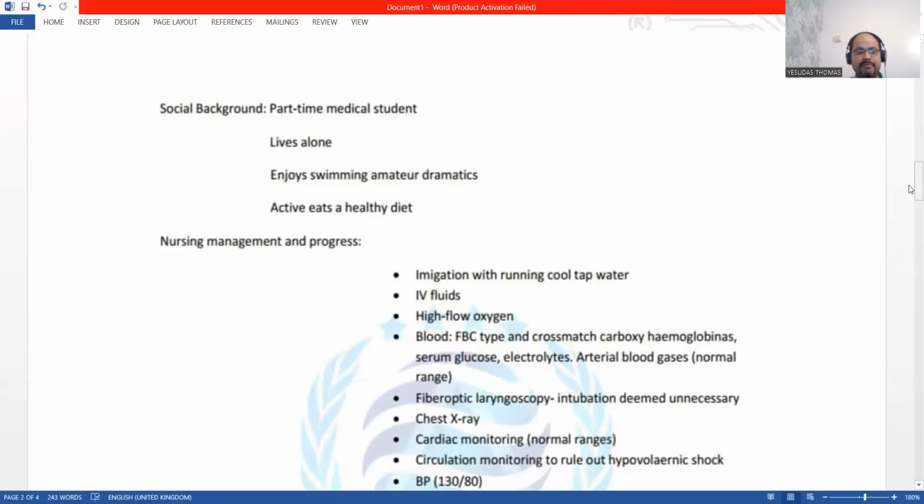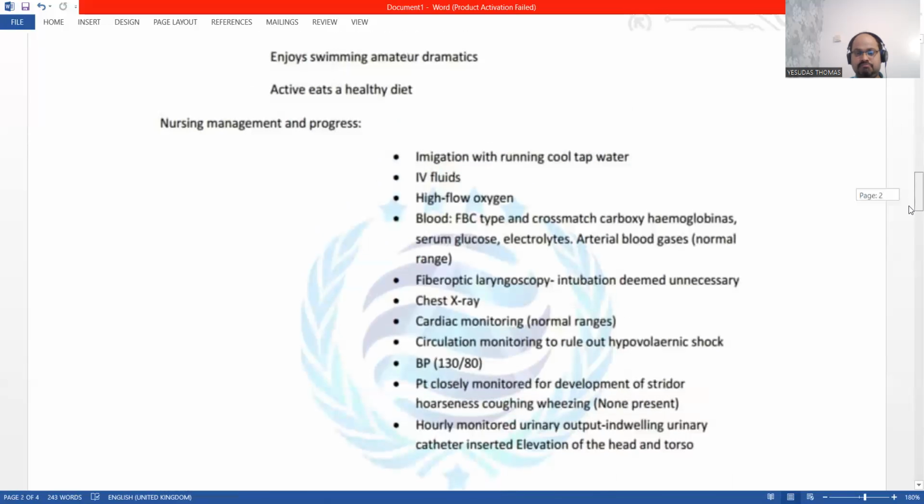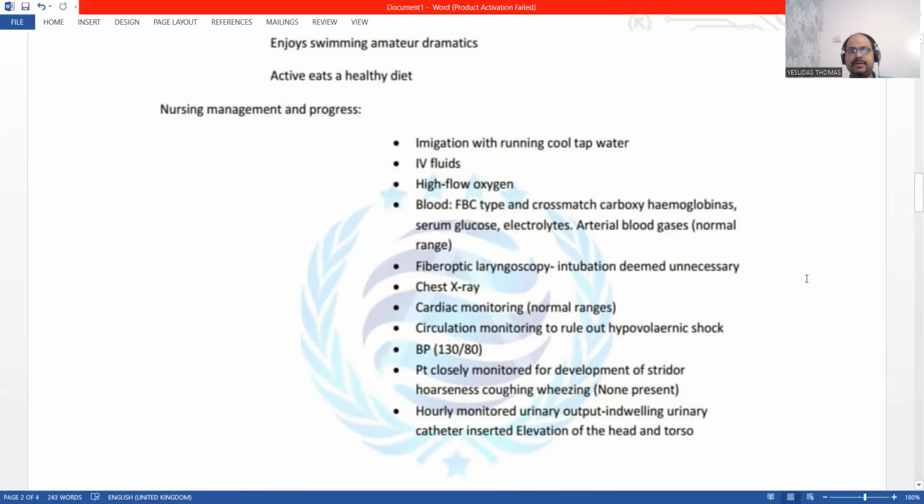And we have no need to write the social background because you're writing to the GP. Now we have to brief the nursing management and progress. What's important is that the patient had respiratory distress, so we have given high flow oxygen, and that should go first. Airway, breathing, and circulation should go in order. So the first intervention is oxygen: you clear the airway and give the oxygen.